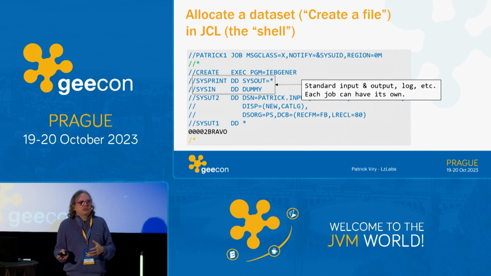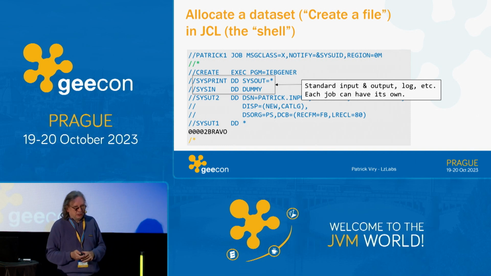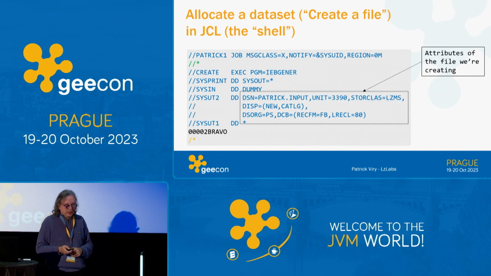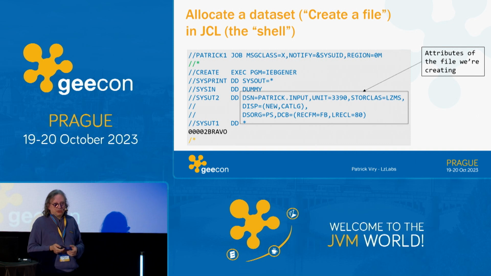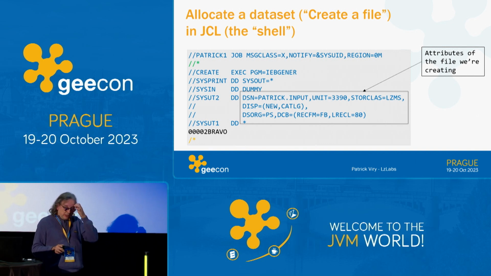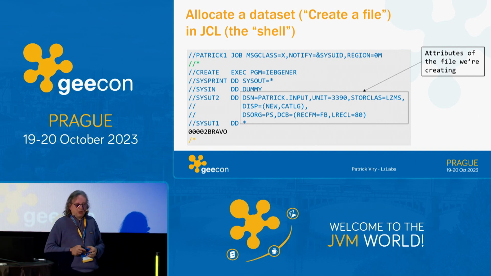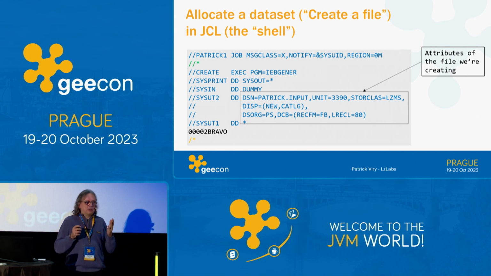On Linux, a process has one standard input, one standard output, and one error output, and this is fixed. On the mainframe, you can have as many inputs, outputs as you want, but you have to declare them here in the JCL. And now these are the attributes of the file we are creating. And before I can explain the attributes, I need to show you what the file system looks like on a mainframe.